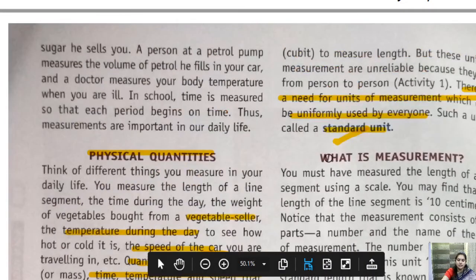First, let's understand what is measurement. So we have learned about physical quantity. Anything that can be measured, any quantity that can be measured is called a physical quantity. Now coming on to the measurement.